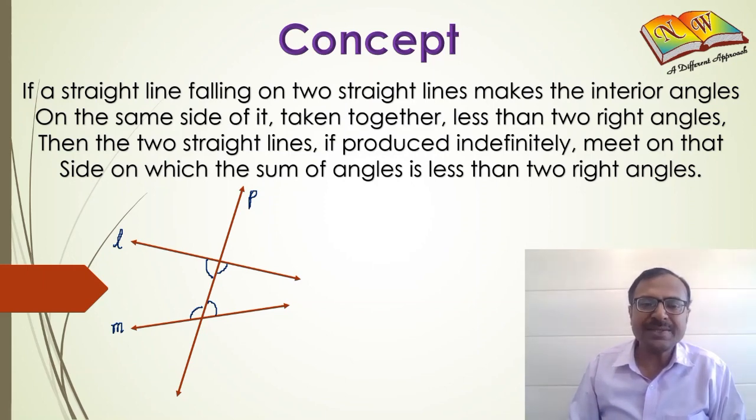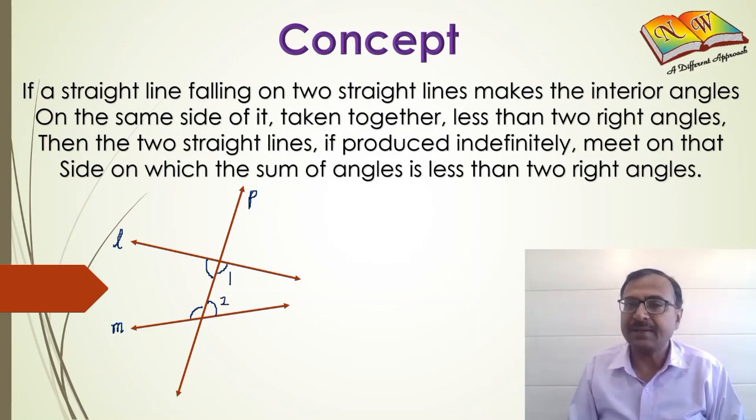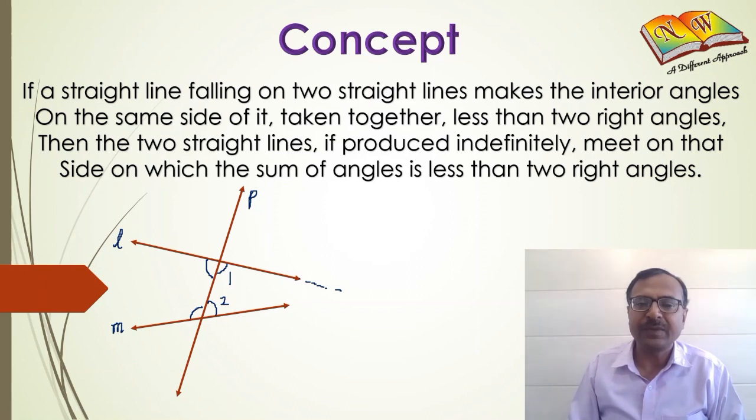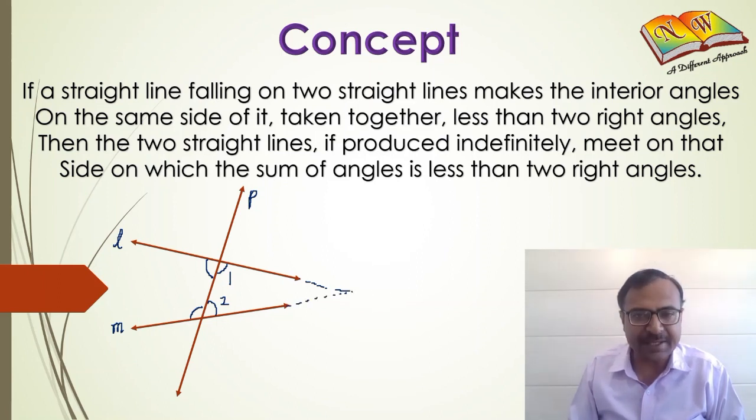So you can see the angle 1 and angle 2 both are acute angles, that is, the angles are less than 90 degrees. If you produce L and M on this side, the lines L and M are going to intersect each other, and that's what the postulate states. It states that the two lines will meet on that side of P where the sum of the interior angles is less than two right angles. That is, the sum of angle 1 and angle 2 should be less than 180 degrees.